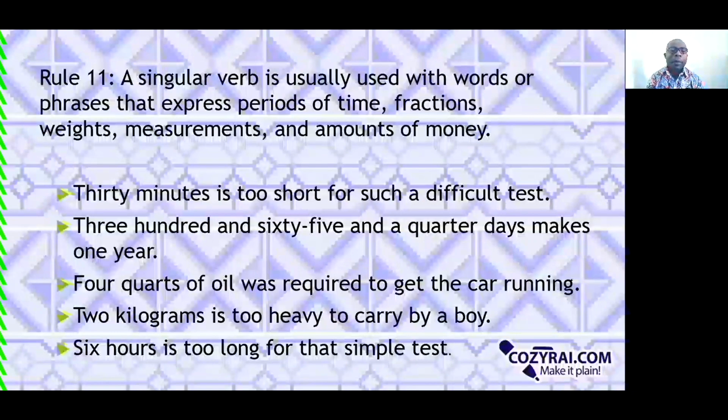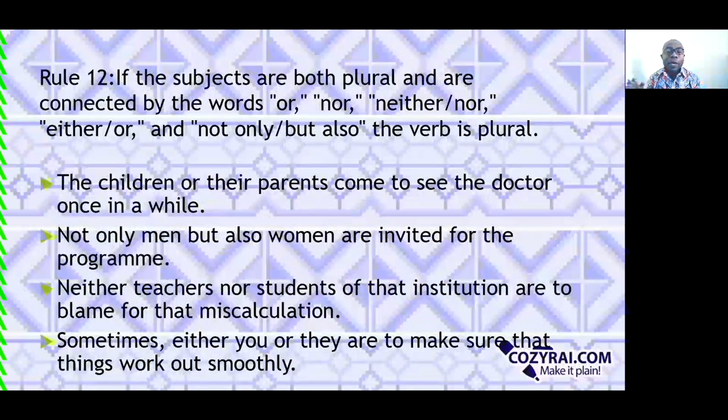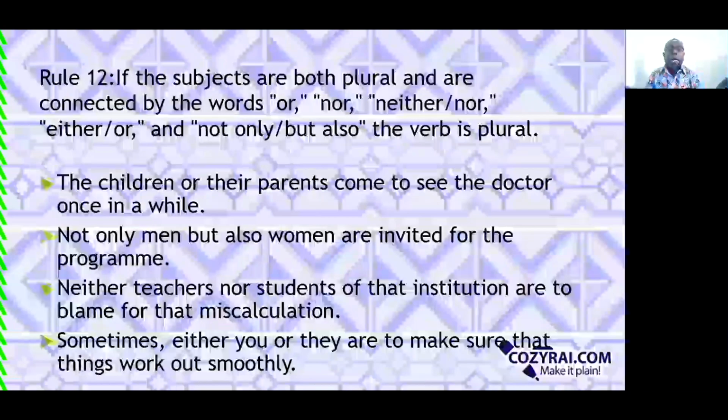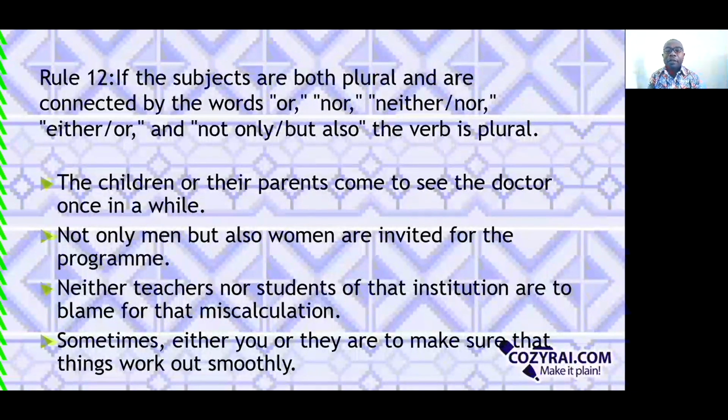Interesting rules in grammar. Then rule number 12: if the subjects are both plural and are connected by the words or, nor, neither nor, either or, and not only but also, the verb is plural. So if the subject on each side is plural, then the verb is plural when they are connected with any of these. So the example: the children or their parents come to see the doctor once in a while.